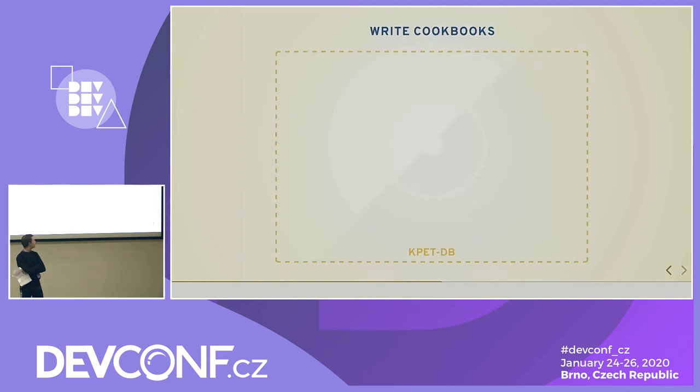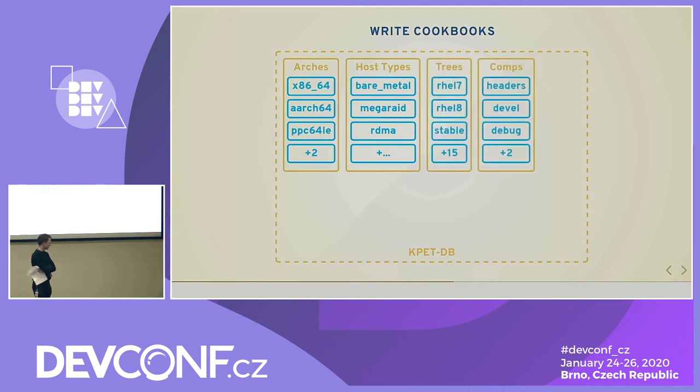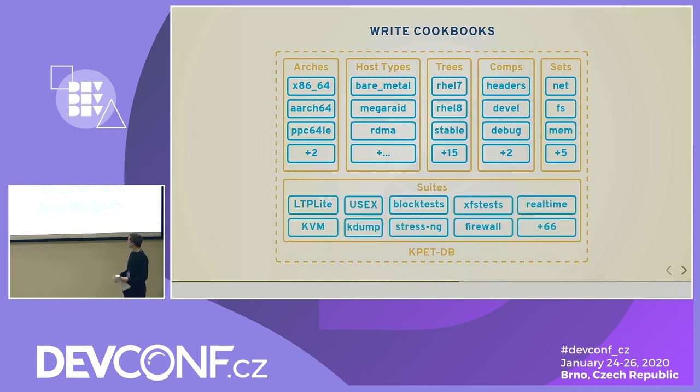The good way to plug in is KPDB, which I already mentioned. It's where our test metadata lives, and where we decide we're going to use this test on this architecture because it only makes sense to run it on this. There's also a description of the test suites that are being used.